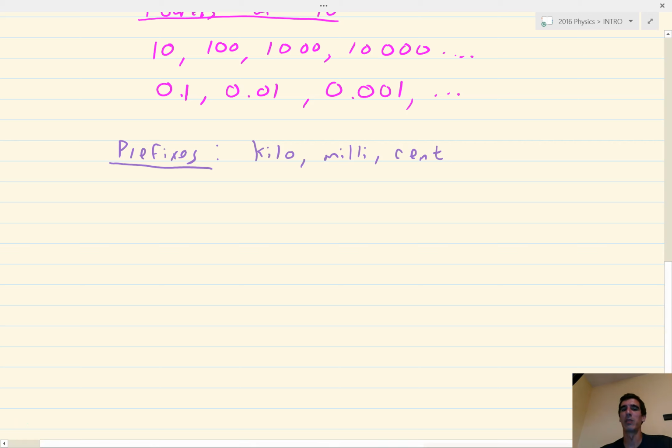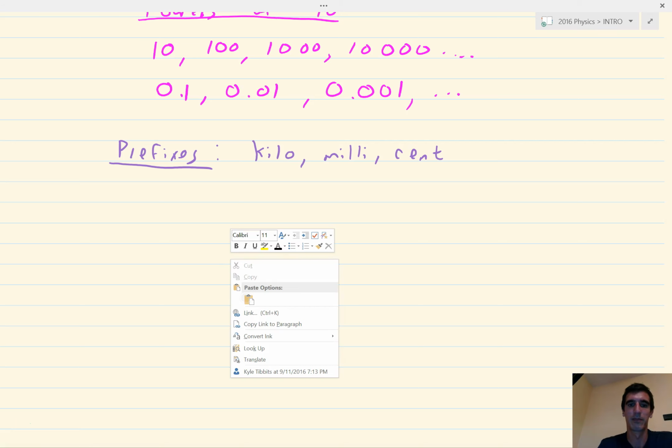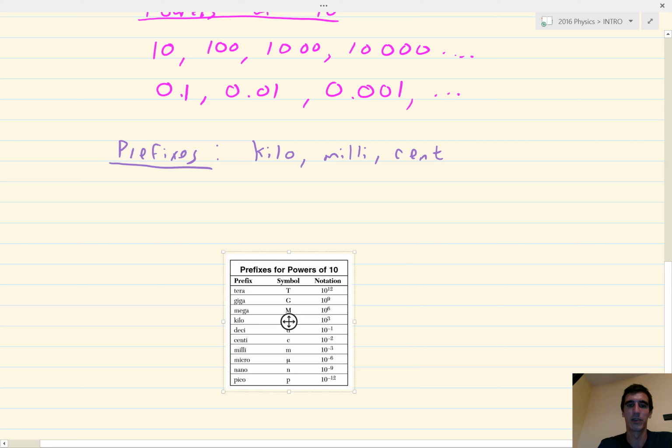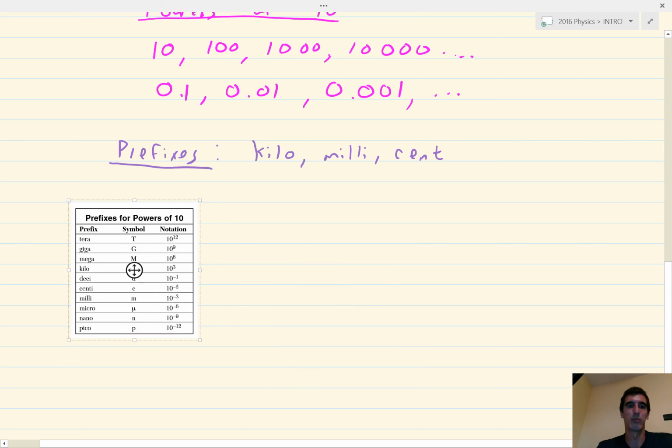So let's look at the bottom left of the first page, and we've got a table of prefixes. Let's get that on here for you. There we go. Okay, so prefixes. They start with tera, that's 10 to the 12th. Goes all the way down to pico, that's 10 to the negative 12th. Now, those are the words that go in front of our units of measurement.